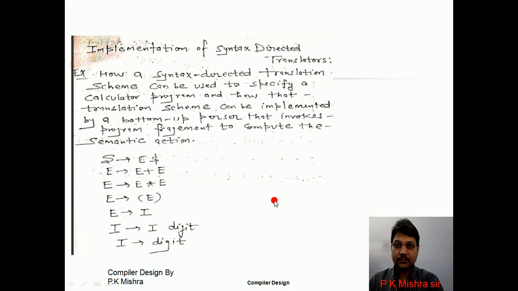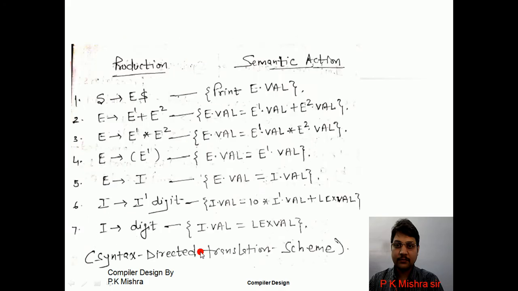Okay, now what is the question? The question is: write a syntax directed translation scheme for a desk calculator. These are the productions, and this is the grammar for the desk calculator. There may be a question that says write a syntax directed translation scheme for an arithmetic expression, or write one for a desk calculator. In both cases, this is the grammar. In this grammar there are 7 productions, and this is fixed. So remember it first.